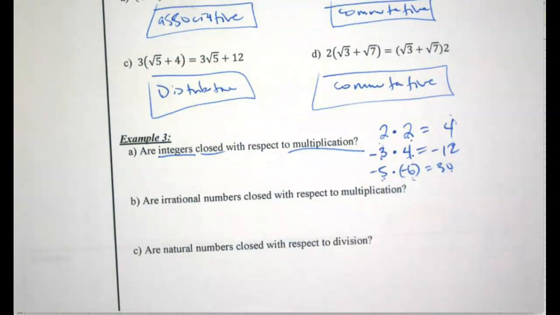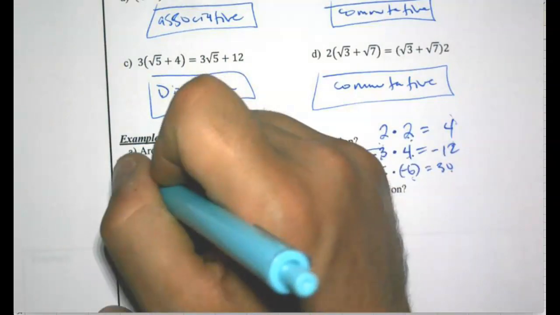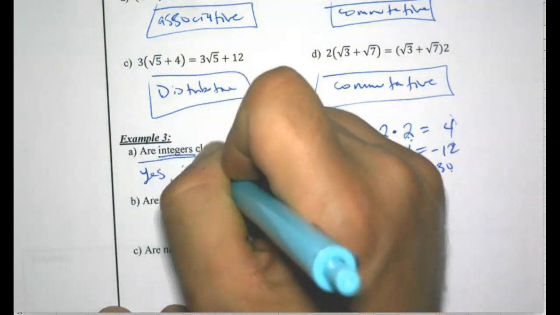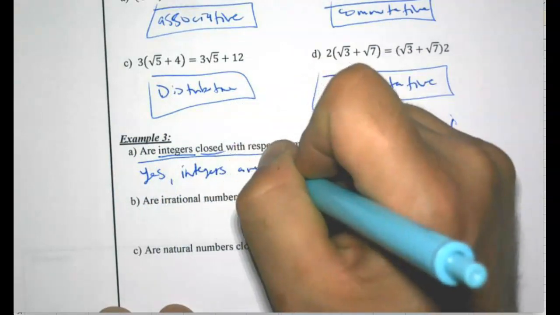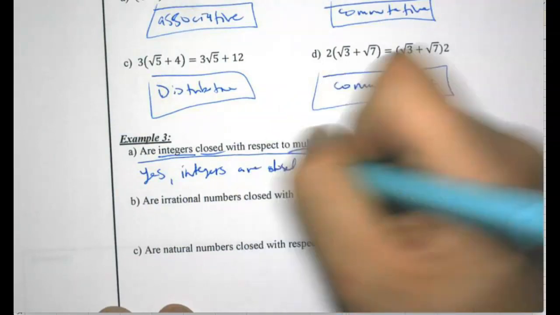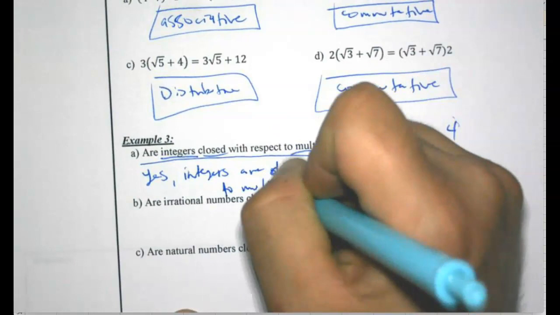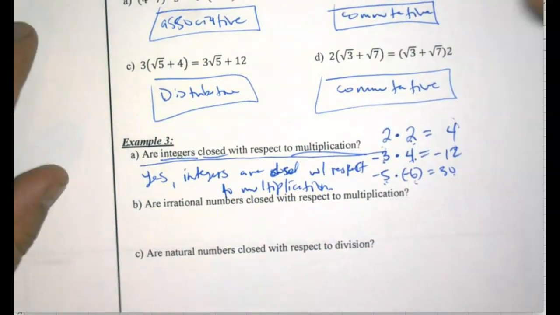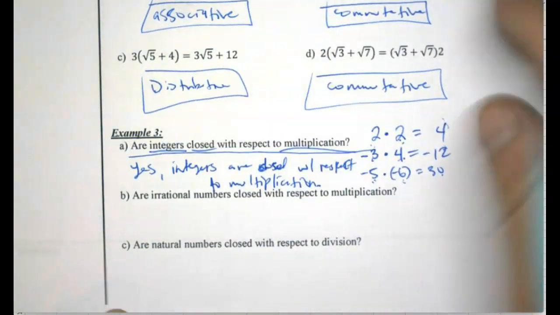Another way to say that is to just restate that question. Yes, integers are closed. Sorry, it's a little sloppy. But integers are closed. The answer is always an integer. So integers are closed with respect to multiplication. No matter what 2 integers you multiply, the answer is always going to be an integer.